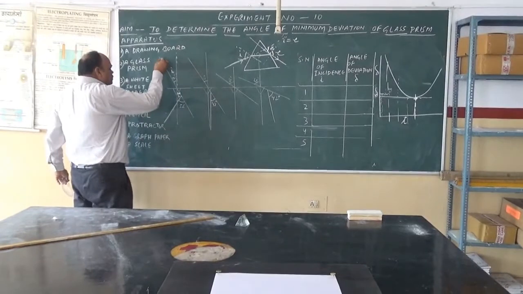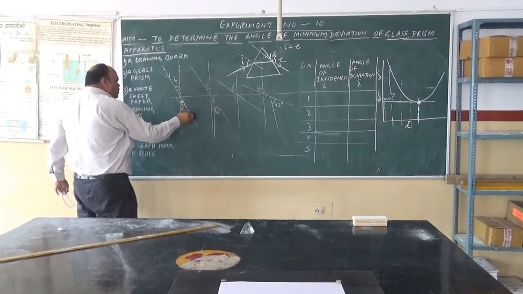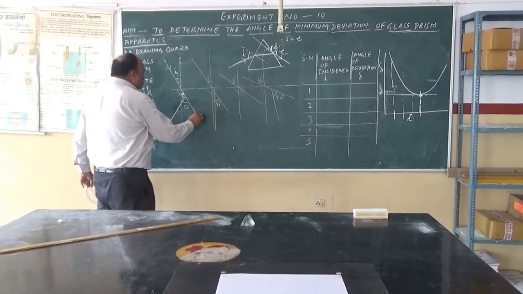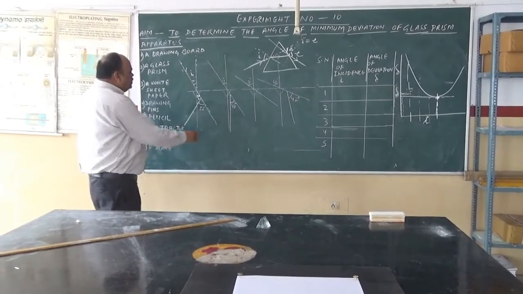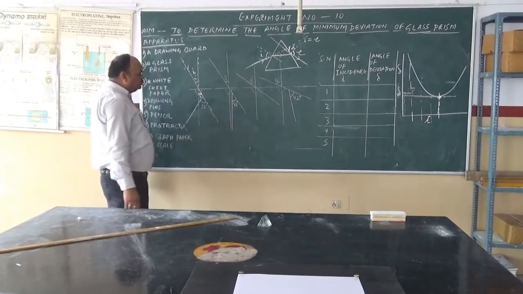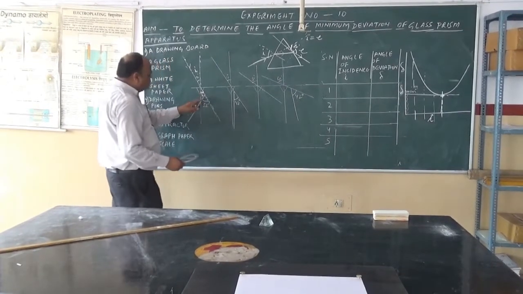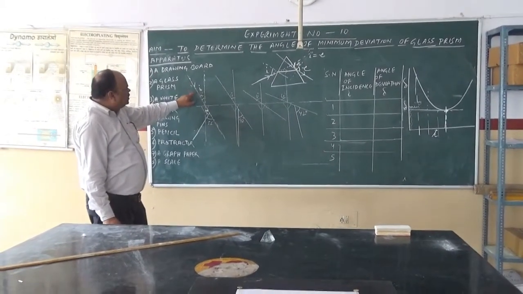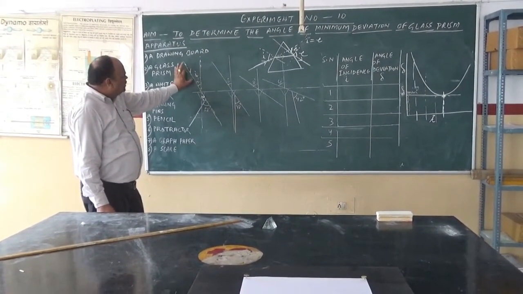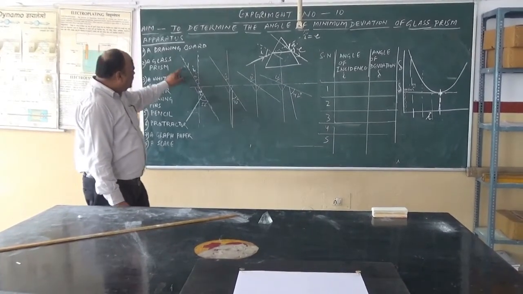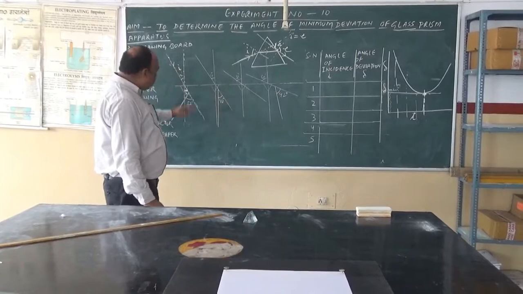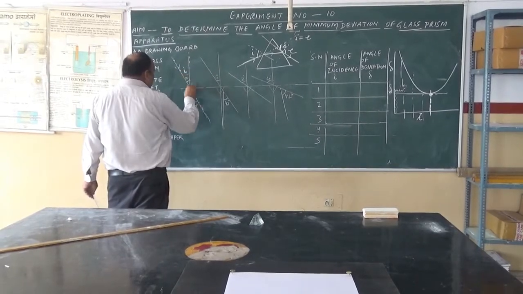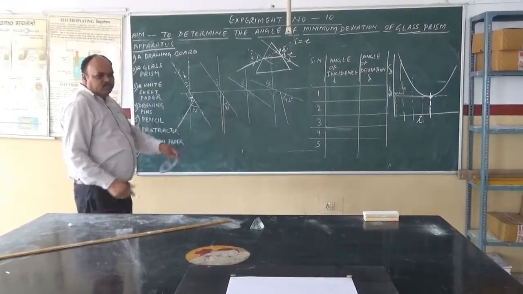You will produce the incident ray forward. This will be used to measure the angle of deviation. This is our angle of deviation. First of all, we will use two pins here at a distance of 6 to 8 centimeters, and then through the opposite face of the prism we will notice the images of these two pins. Now the demonstration is before you.